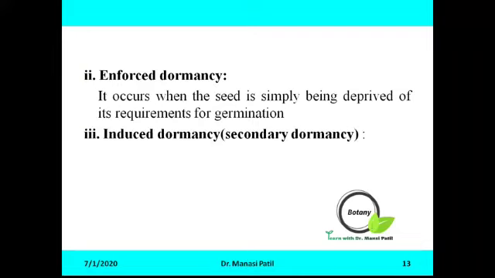The third type of dormancy, that is induced dormancy. This is also referred to as secondary dormancy. It is caused by unfavorable conditions. In many species, newly dispersed seeds have no innate dormancy, but if they fail to meet suitable conditions for germination, they acquire induced dormancy.